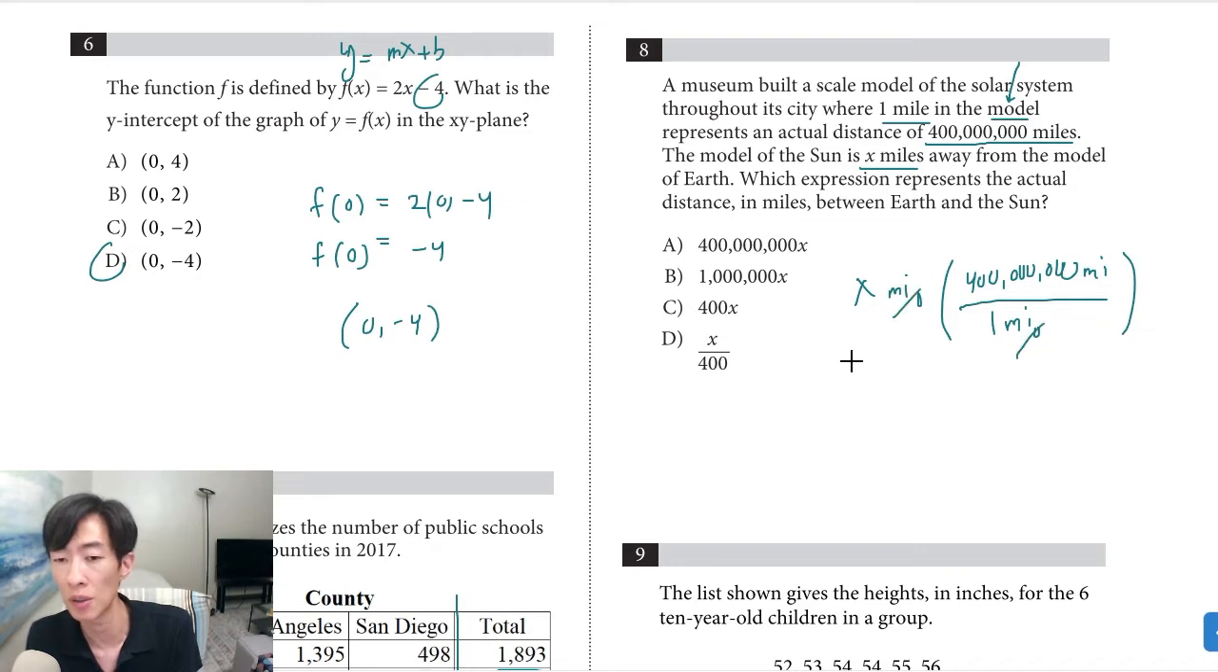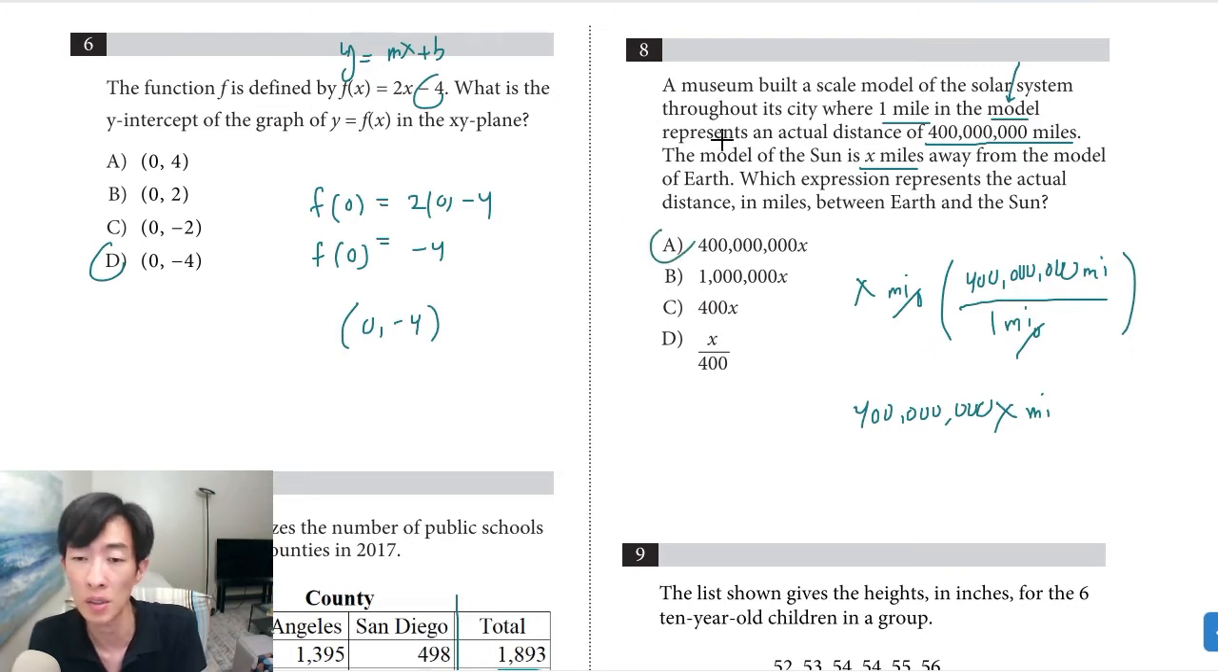And so basically, notice what happens. The units cancel out. You multiply x times 400 million. That becomes 400 million x, and the units left over are actual miles. And so that's why the actual distance, even though we don't know what x is going to be, is choice A. You could have also picked a number for x, and maybe it would have made more sense intuitively in your mind. Just multiply that number by 400 million. But I did want to show you the formal way of doing it.